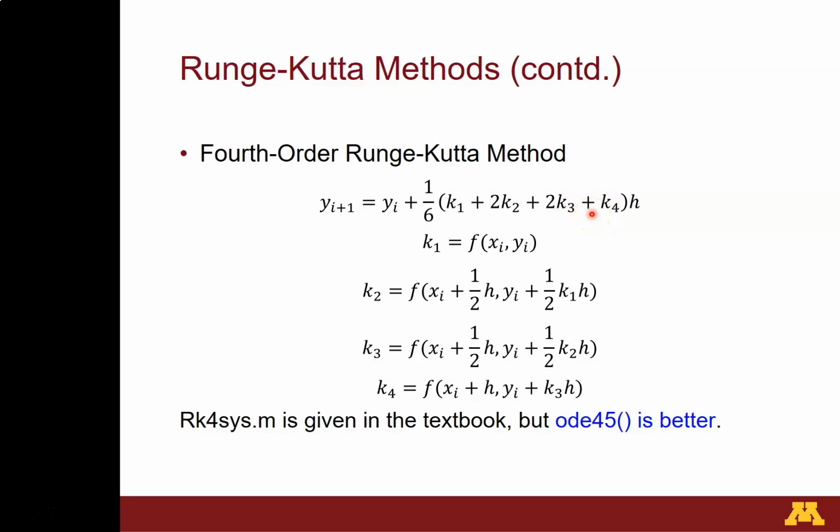K1 equals the slope of the Euler method, right? And K2 is the same as the Heun method. And K3 is based on K2: using K2 to calculate K3. And then K4: use K3 to calculate K4. That is, use this to calculate K4, from K3.